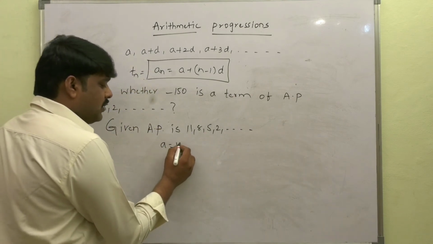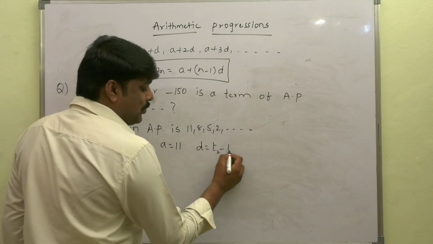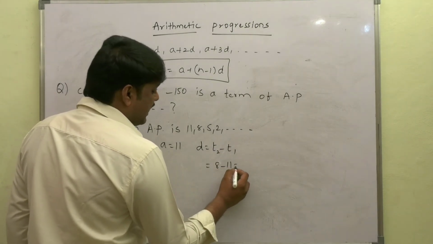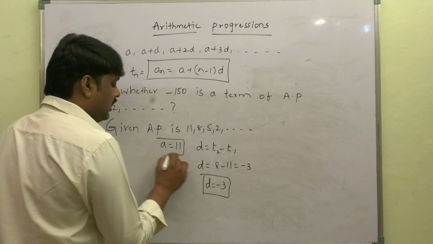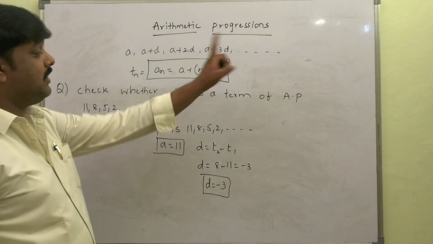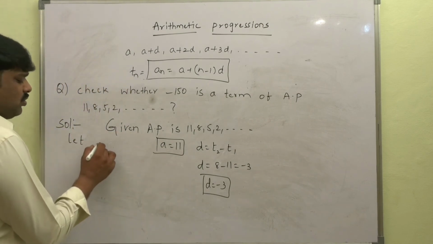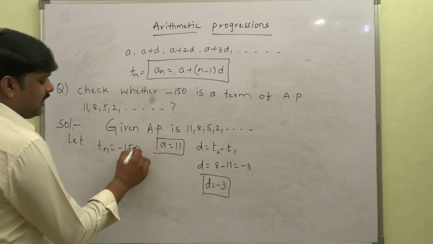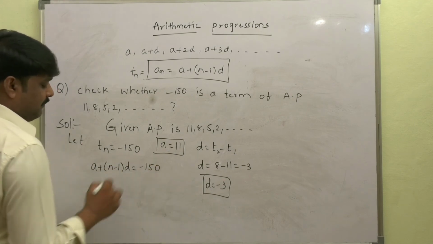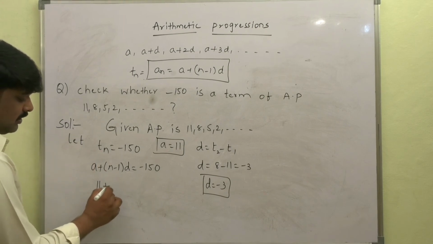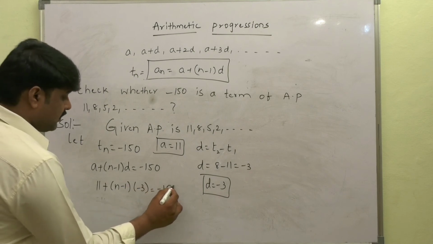The given AP is 11, 8, 5, 2 and so on. First term a equals 11. Common difference d equals t2 minus t1, 8 minus 11, which is minus 3, so d value is minus 3. We have got a and d in total. Now, he asked whether minus 150 is a term or not. Okay, let us suppose that minus 150 is a term. Let Tn equal minus 150. What is the formula for Tn? a plus n minus 1 into d equals minus 150. a value 11, n minus 1 into d value minus 3 equals minus 150.